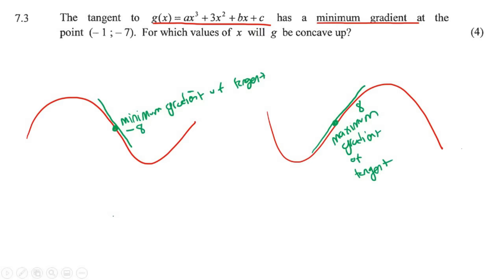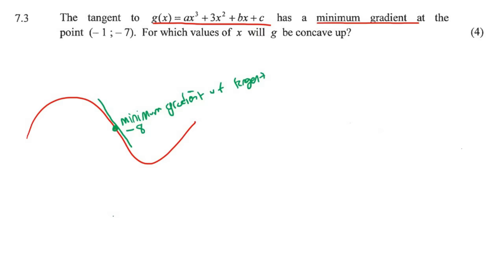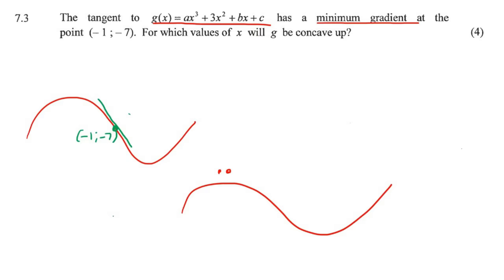So we have a scenario that looks like this over here. Now they're telling us that this is happening at the point (-1, -7). They say, for which values of x will the graph be concave up? Now, concave up, you see how we have a graph here. When it's sad, see how it's sad over here? If I put little smile eyes, you can see the graph is sad over there.